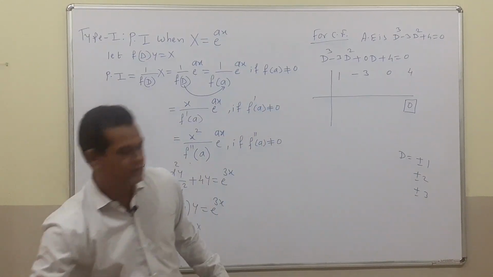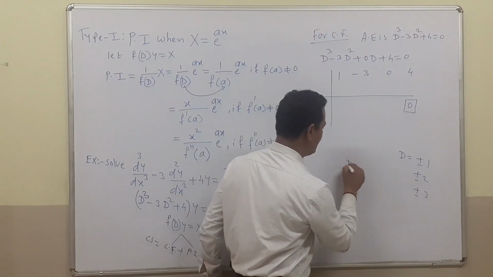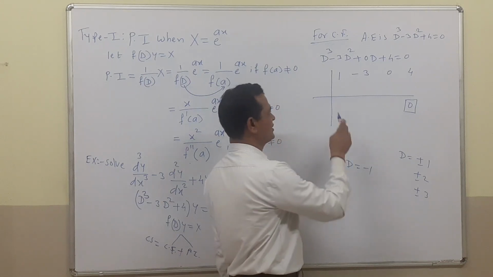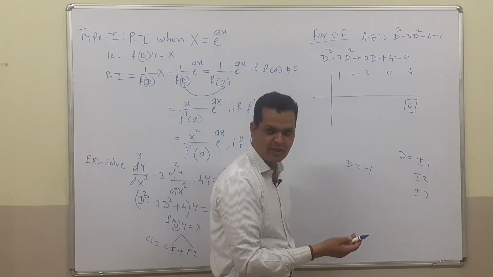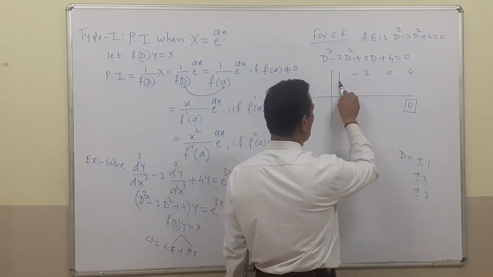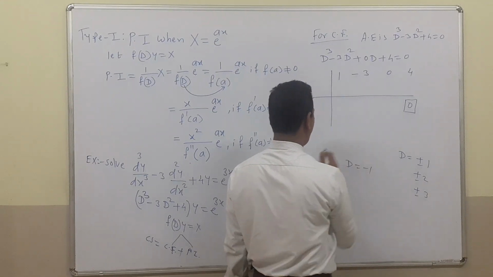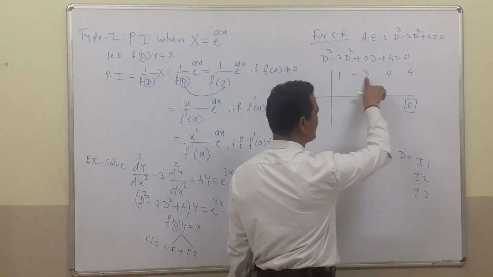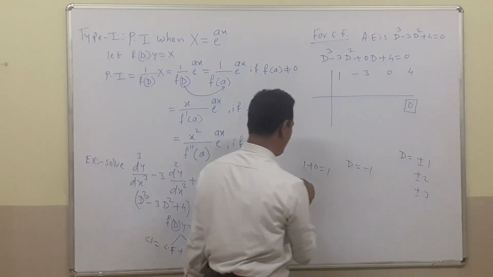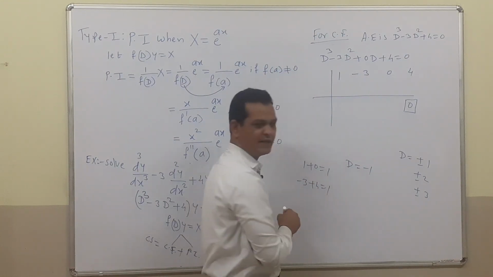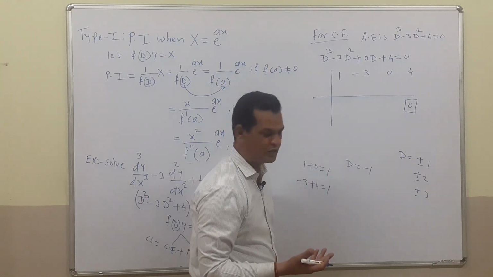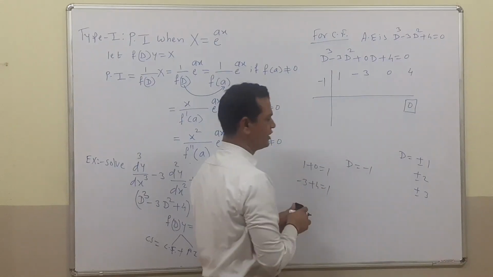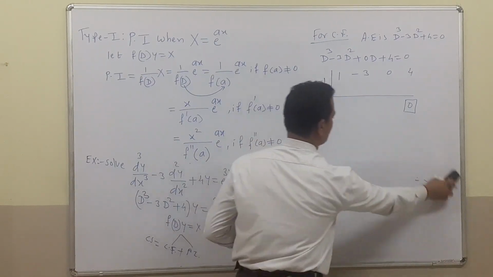Then the question is that d is equal to minus 1 is the factor when the sums of alternate coefficients are equal. So sum of alternate coefficients, 1 and 0, is 1. So 1 plus 0 is 1. Again, the sum of the next alternate coefficients, minus 3 and 4, minus 3 plus 4, is again 1. If the sums of alternate coefficients are equal, then d is equal to minus 1 is the factor. So let's put d is equal to minus 1 as the factor of this equation.